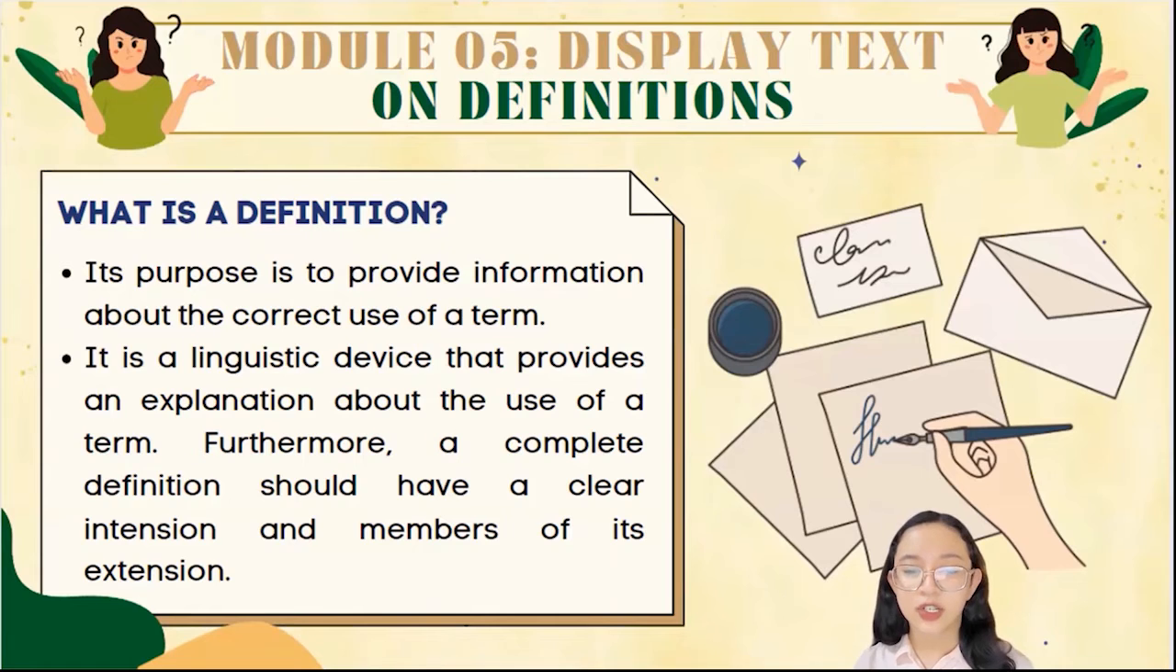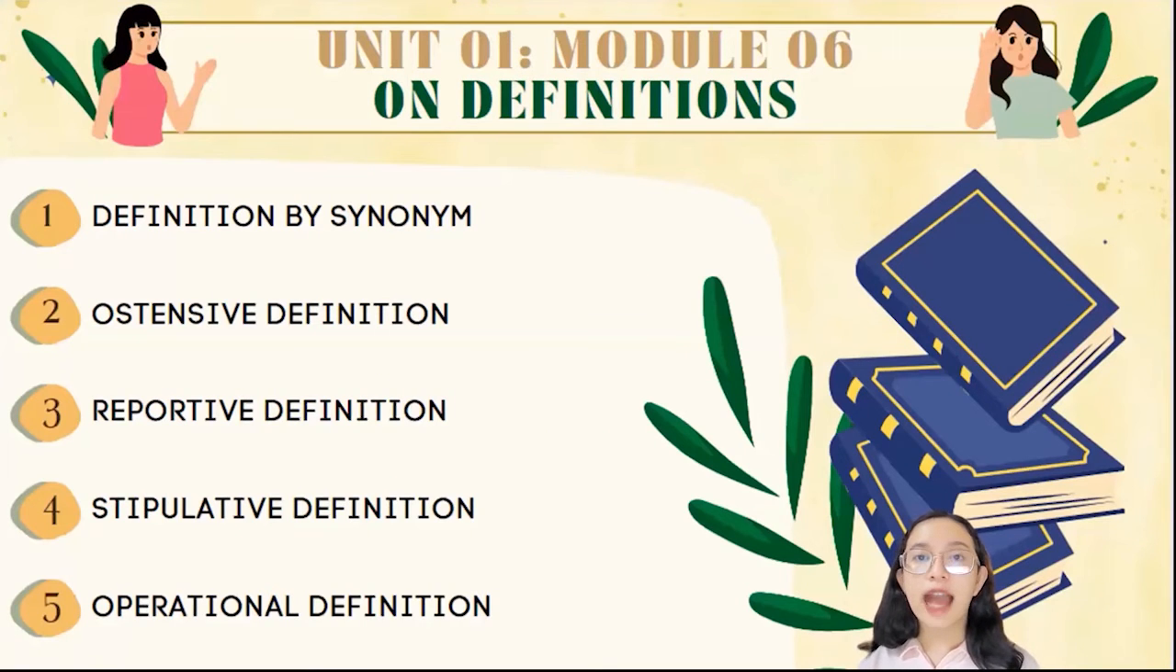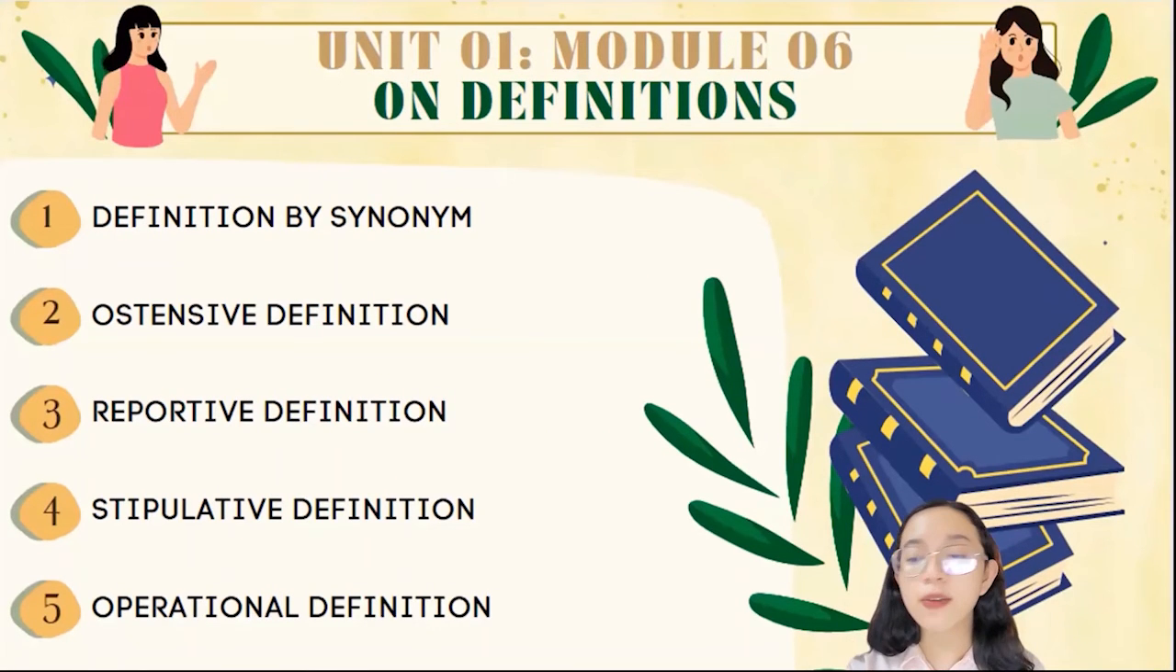So for this module, Rose and I will be talking about 5 ways on how we can provide definitions for a term. I will be discussing 2 types of definitions, which are definition by synonym and ostensive definition, while Rose will discuss reportive definition, stipulative definition, and operational definition.